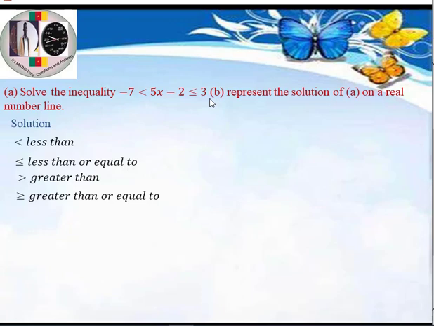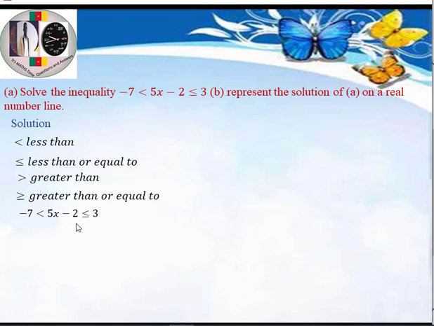In this case, we are going to solve this double inequality simultaneously, and the inequality is -7 < 5x - 2 ≤ 3. So what can we do? We are going to leave x alone in the middle part of this inequality. So we are going to move -2 to the left and to the right. What we do to the left, we do to the right. That's how we solve them simultaneously.